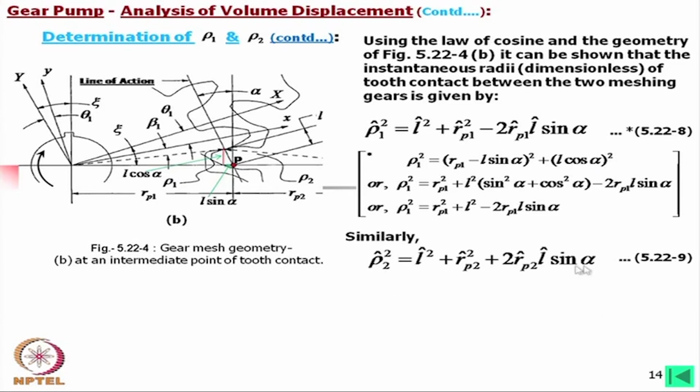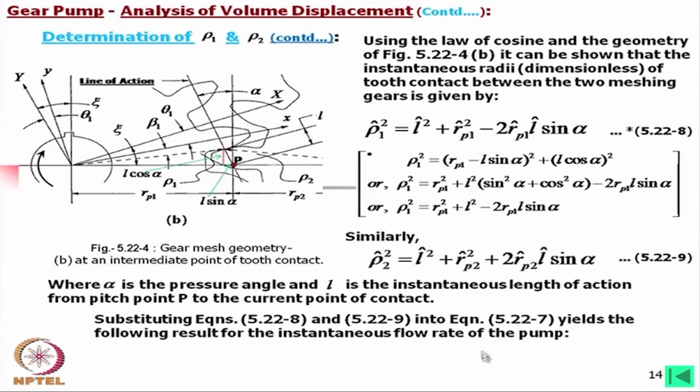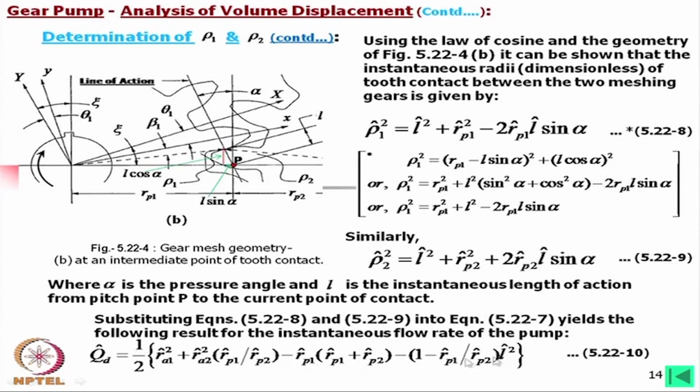Similarly, rho 2 squared will be expressed like this, but remember this sign. Here alpha is the pressure angle and L is the instantaneous length of action from pitch point P to the current point of contact. That means, this is the pitch point and this current contact is defined by L. Now, if we substitute equations 8 and 9 into equation 7, we will get this equation in this form. Here comes this L squared. Okay.